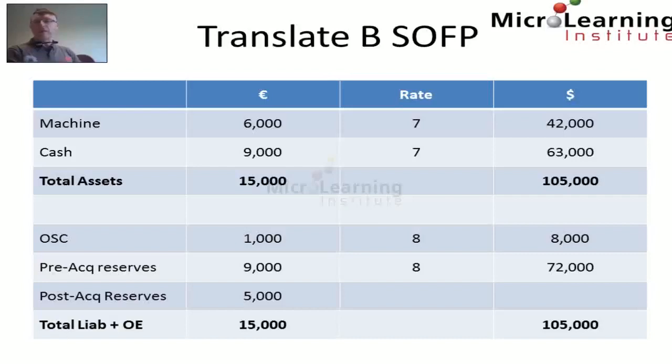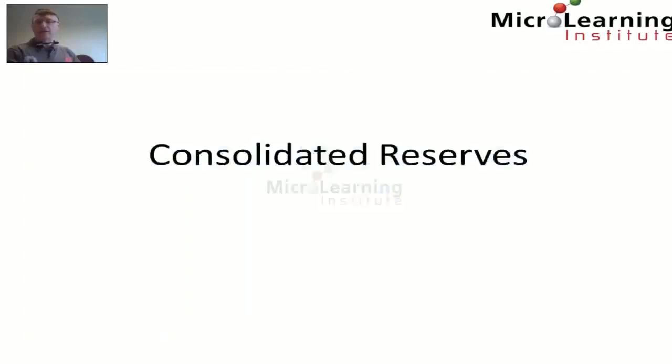So the post-acquisition reserves then translate, and they are a balancing figure. And that balancing figure is the difference between 72 plus 8, which is 80, and 105. So therefore, the balancing figure, which is the post-acquisition reserves of Company B in dollars, is $25,000. So now that we know the value for the post-acquisition reserves in dollars, we can now consolidate the reserves.